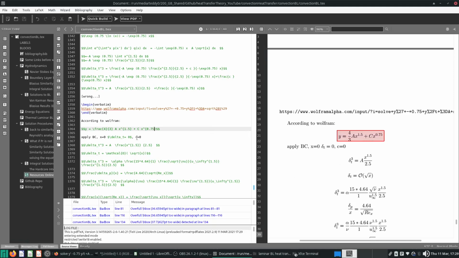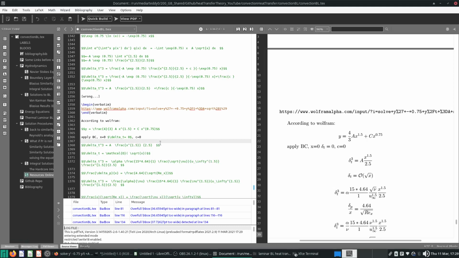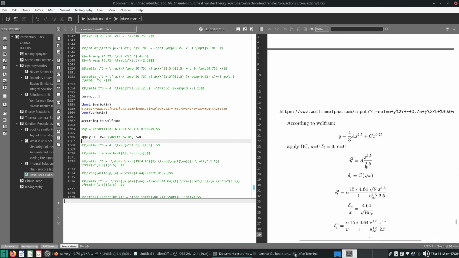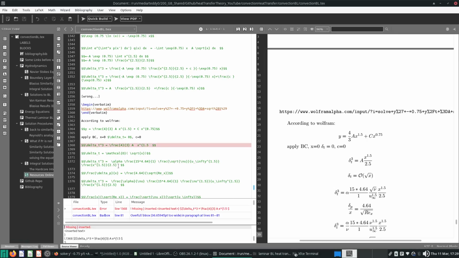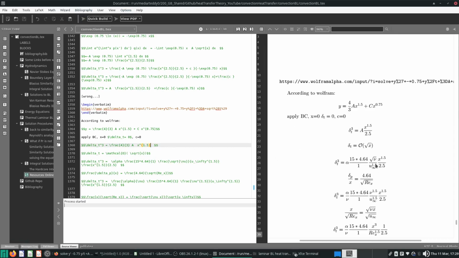So if this is true, I'm just going to correct the mistakes here. It's not going to be over 2.5 anymore, it'll be 4/3. But other than that, everything else remains the same. Delta t is going to be on the order of square root x. So I'm just going to put 4/3 instead of this 2.5 here.